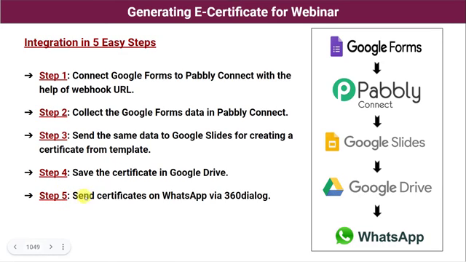Step 5. Send certificates on WhatsApp via 360 dialog. So at step 5, the certificate which is created in Google Slides and saved in Google Drive will be sent to the WhatsApp number of the participant. So in this way, we are going to create an integration between Google Forms, Google Slides, Google Drive and WhatsApp using Pabbly Connect. So let us learn the integration process now.